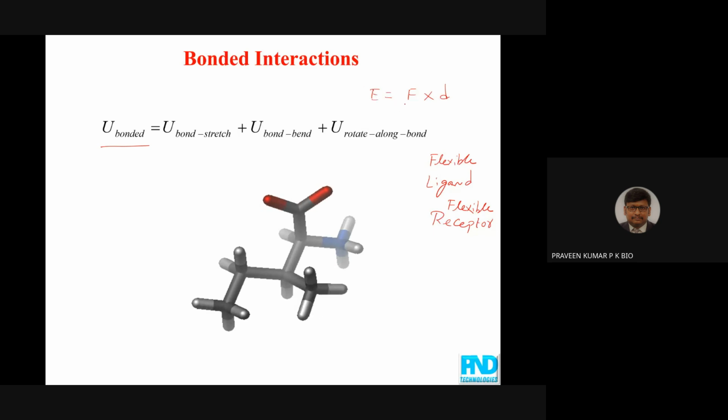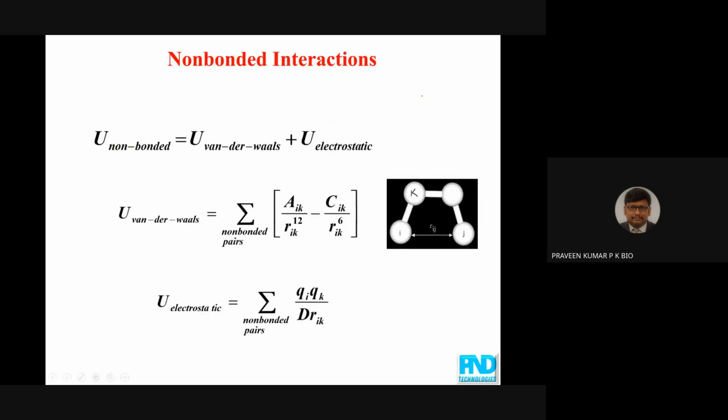This is how energy is calculated for each and every atom. Then you sum up all the energies. The second kind of interactions are non-bonded interactions. Non-bonded interactions are of two types. Number one is the van der Waals, and number two is the electrostatic.